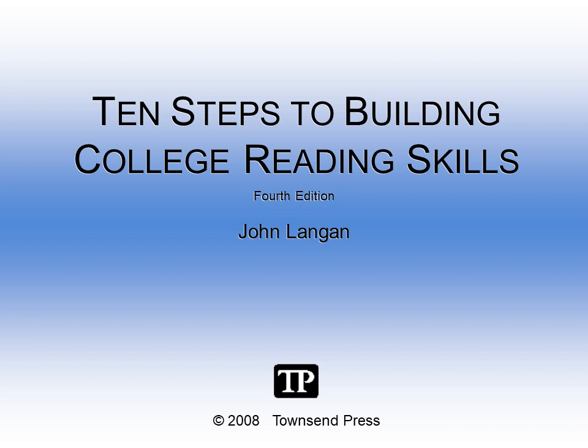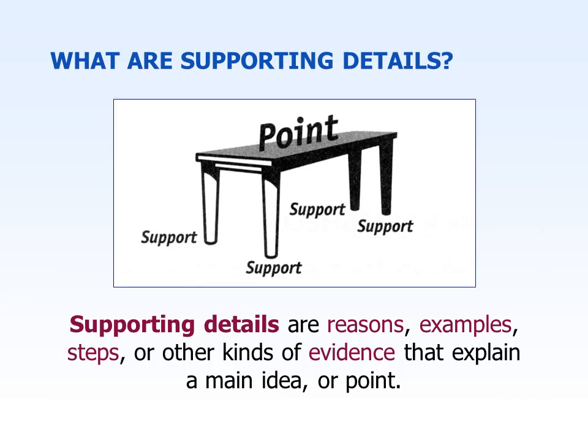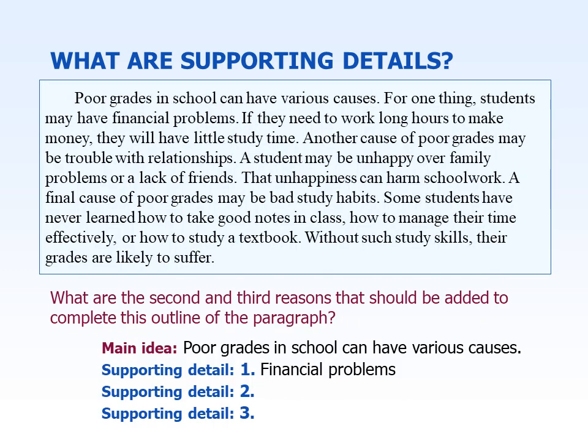Okay, this is 10 Steps to Building College Reading Skills, Chapter 4. Last chapter we worked on finding the main idea. This chapter is going to be about finding the supporting details. The supporting details, if you think about a table, the top is the main idea and then the legs are the support for it. So supporting details are reasons, examples, steps, or other kinds of evidence that explain a main idea or a point. I'm going to read the paragraph.